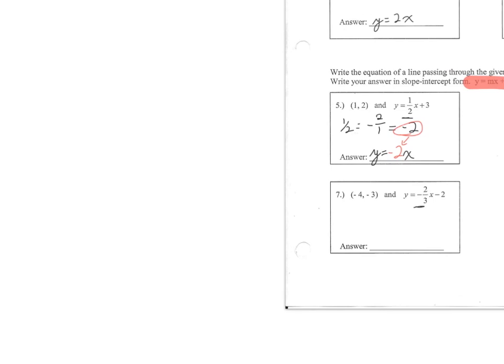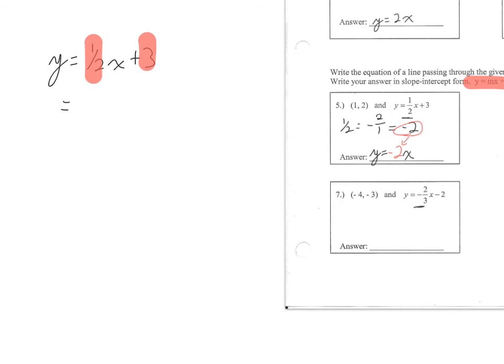I'm going to start by copying down my original equation. Let's go back to black here. Y equals 1/2 x plus 3. Now, I need to replace 2 things here. I need to replace my slope, and I need to replace b. Those are the things that get swapped out.